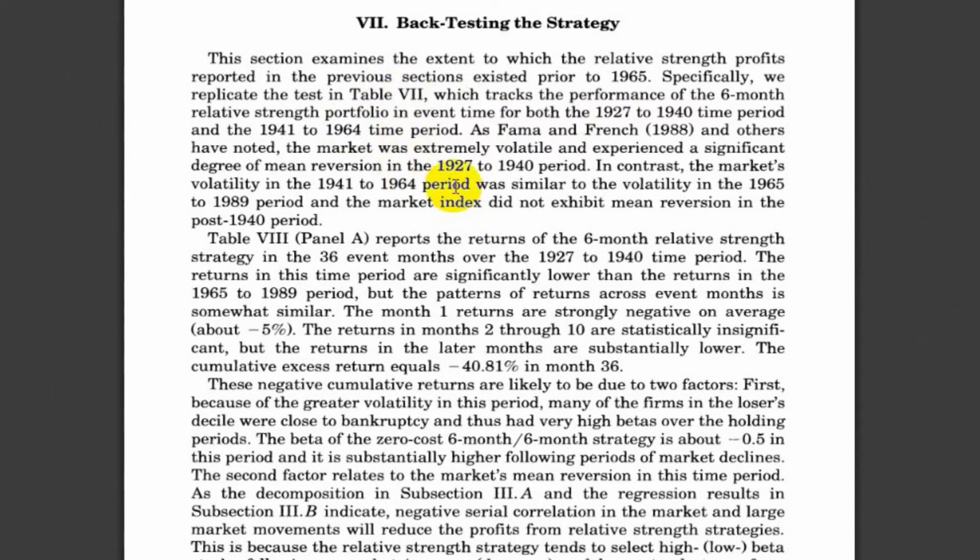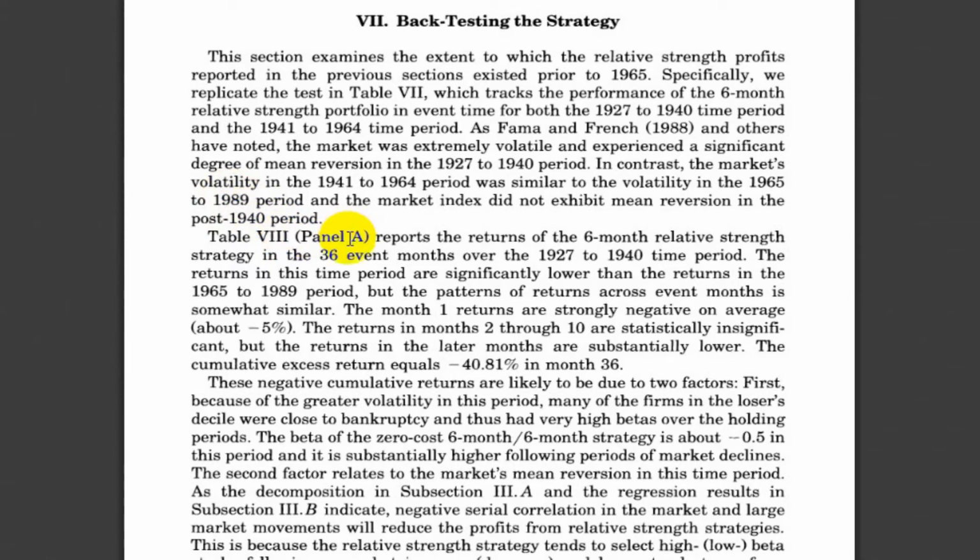And these are good periods to use because the 1927 to 1940 period experienced a high degree of volatility and mean reversion. So that would be counter to a momentum strategy. And 1941 to 1964 was similar to the same period of the tables and tests as above. So let's go down to table 8 to see the results of these time periods.